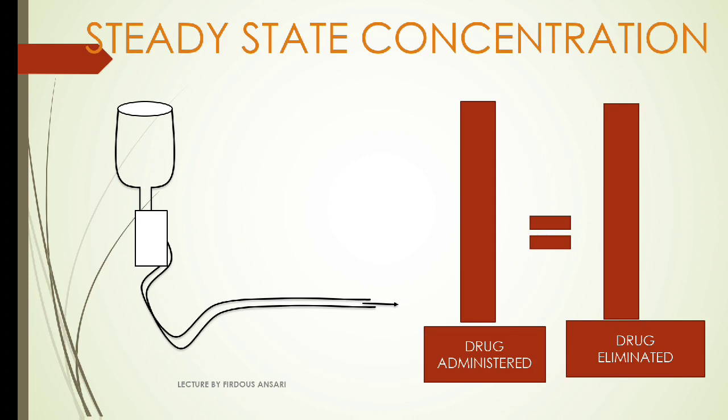So this is known as steady state concentration. Steady state concentration means that concentration where the amount of drug administered is equal to the amount of drug eliminated, and the concentration of drug in the plasma remains static, or you can say steady. For this I have given the example of an intravenous drip. You can also maintain a steady state concentration by giving a drug orally.